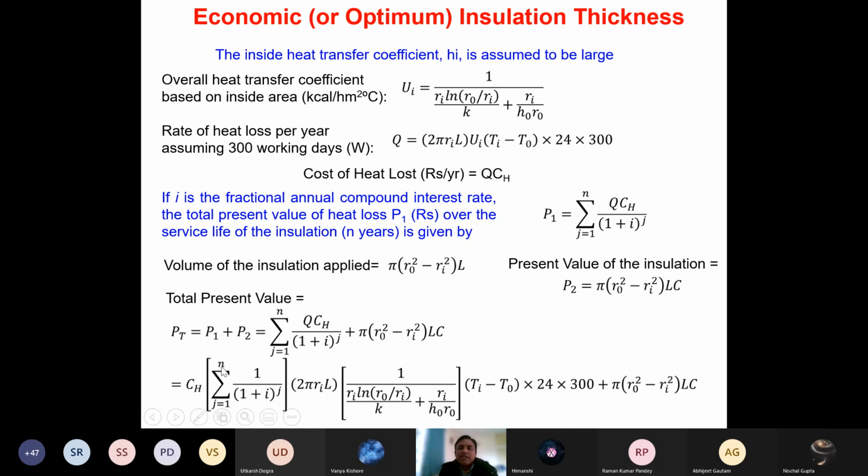Based on that, we are going to find out the optimum value of R naught. Clearly, this particular equation looks very complicated, isn't it? So you can use some numerical method to solve dPT by dR naught equals 0 and find out the optimum value of R naught. That R naught represents the optimum insulation radius, and the optimum insulation radius minus Ri will be the optimum or economic insulation thickness. Do you agree? Yes, sir.